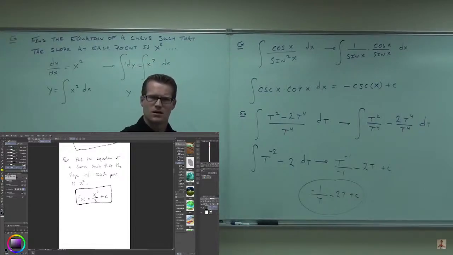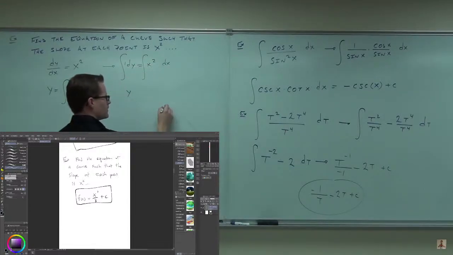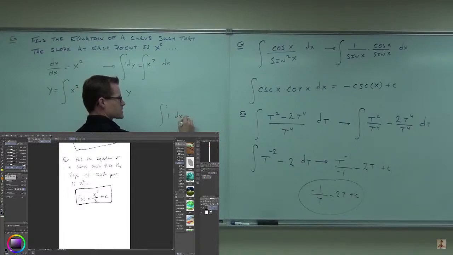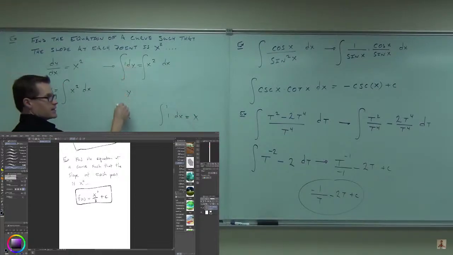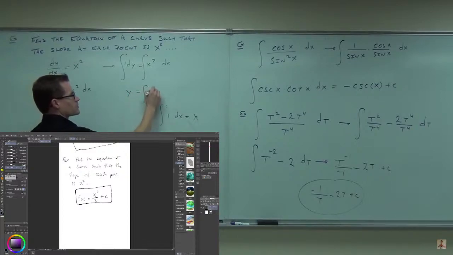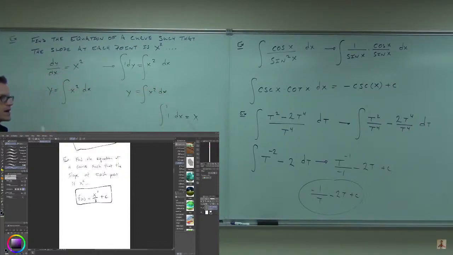Did I lose you? What was this? Oh, x. Clearly, with respect to y, it is 1. Equals the integral of x squared dx, which is exactly what we have right there.